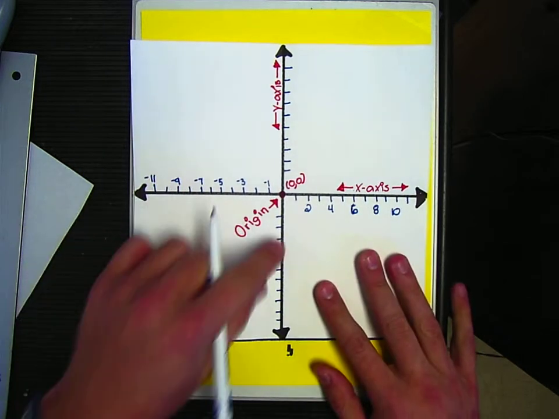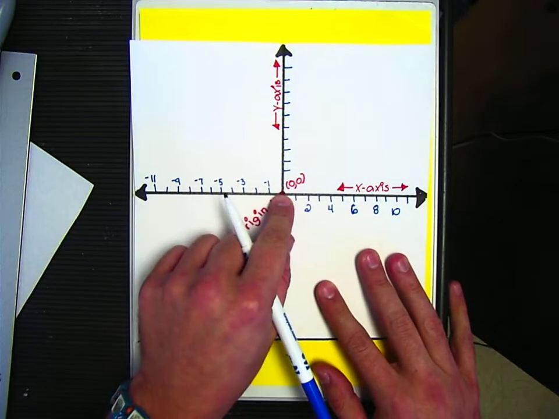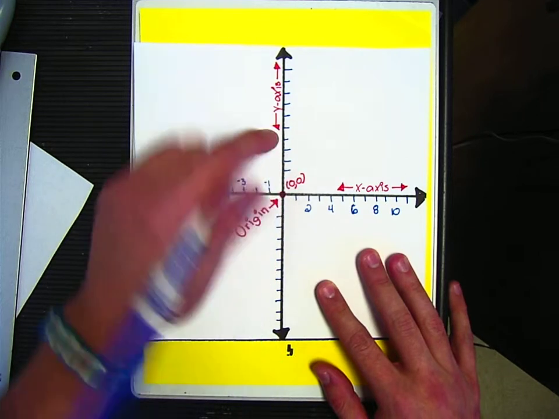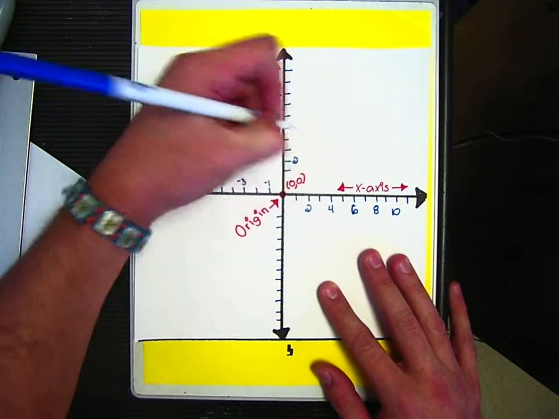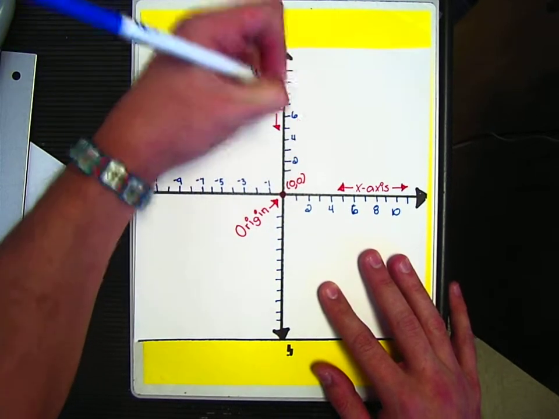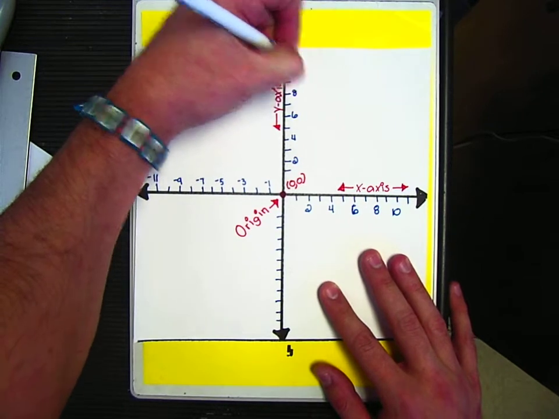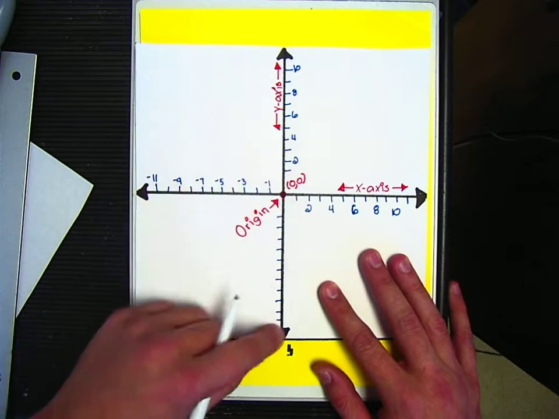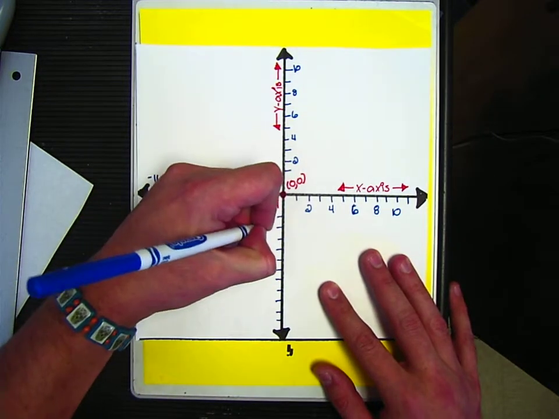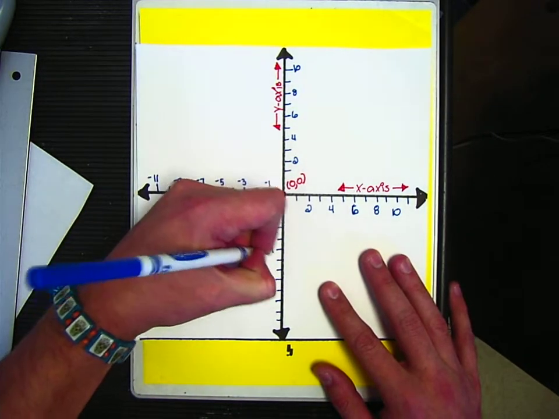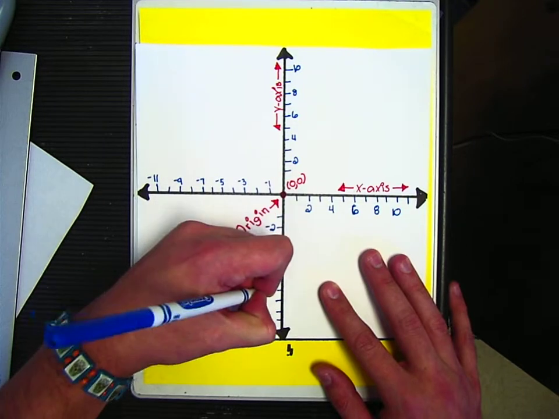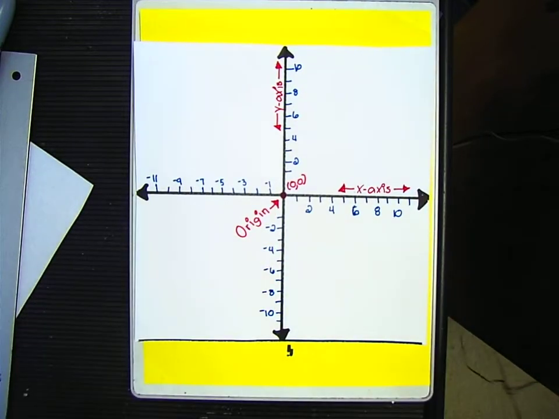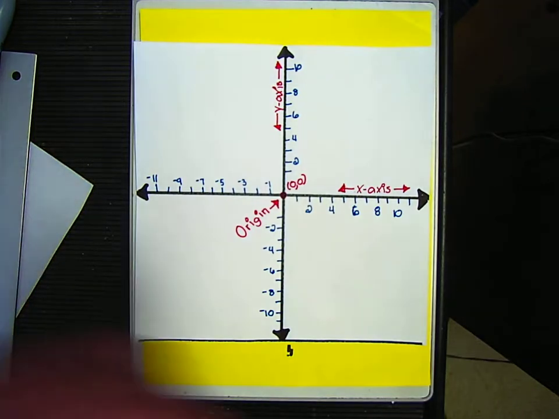Now, I have my y-axis. My y-axis goes up and down. If this is 0, just like a thermometer, everything up is positive. So this would be positive 1, this would be positive 2, 3, 4, 5, and so on, forever going up. And if positive is going up, then negative is going down. Negative 1, negative 2, negative 3, negative 4, and it goes down negative for quite a while. Finally, now let's go ahead and practice graphing some points.